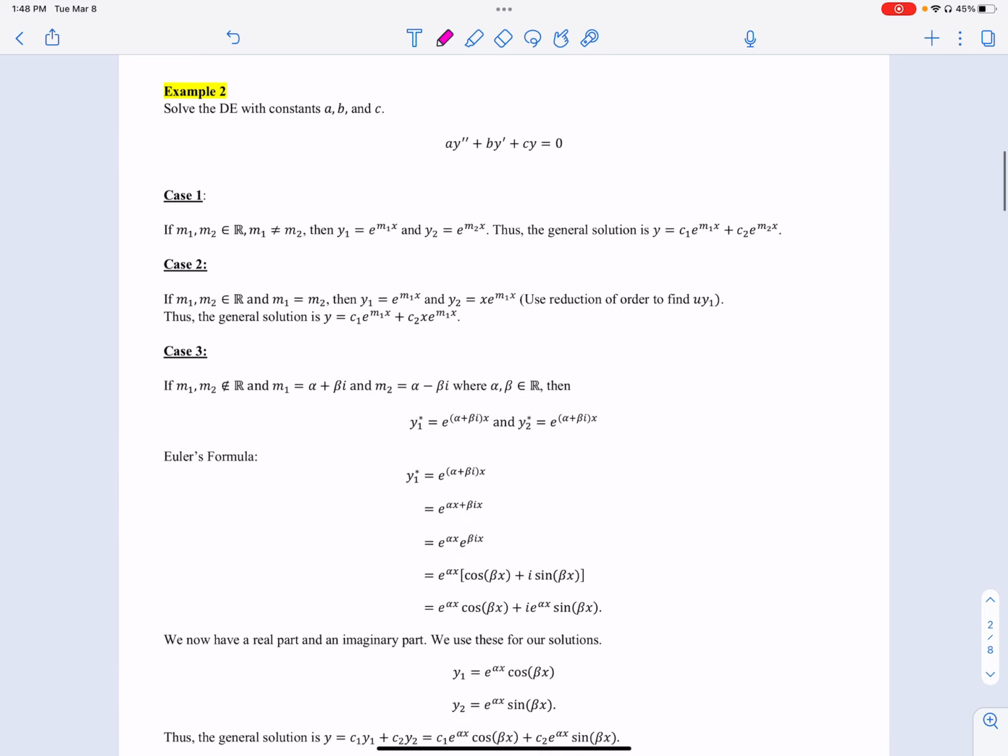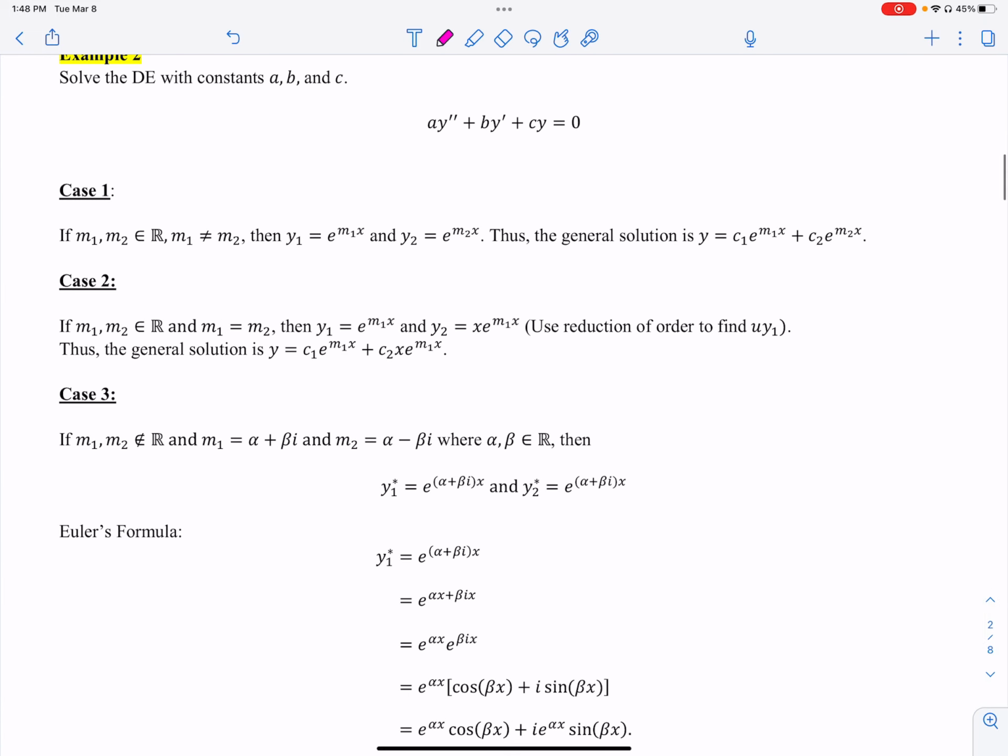So solve the DE. We have this same idea, except now we have constants A, B, and C instead of the numbers that were there. So we have a couple cases. We could solve the characteristic equation here. I'm not going to do so, but if you plug in y equals e to the mx and you solve for m, we get down to our characteristic equation, which is going to have am squared plus bm plus c.